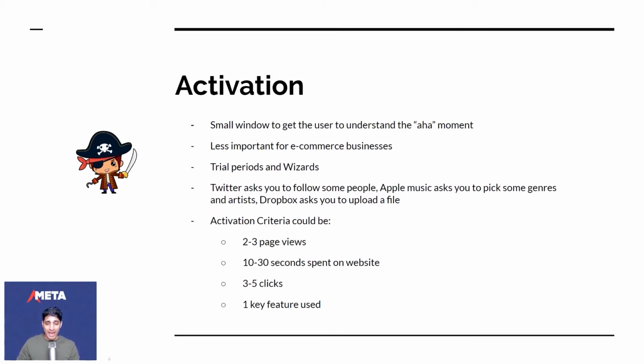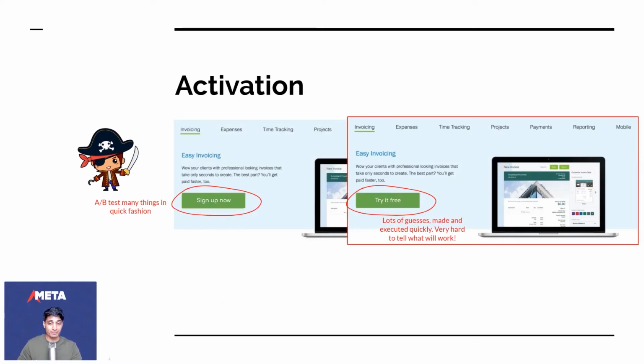So activation criteria for you could be 2 or 3 page views. It could be 10 to 30 seconds spent on a website. It could be 3 or 5 clicks. It could be 1 key feature used. It could be onboarding completed. It could be a tutorial video watched. It could be a bunch of different things, right? This is really dependent on your product. But measure it, write it down. Or rather, write it down and then measure it.